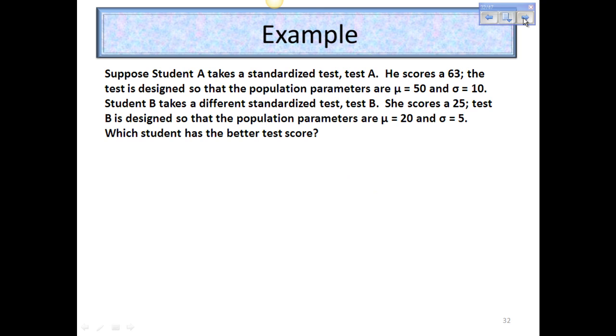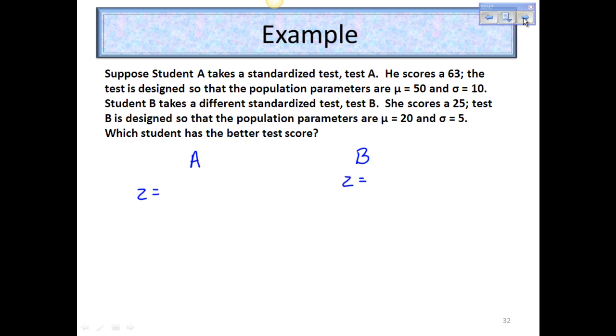Again, we have the same type of problem with student A and student B, except the scores are different this time. He scored a 63 and she scored a 25. Again, they want to know which one is better. So we'll have to do that same comparison.